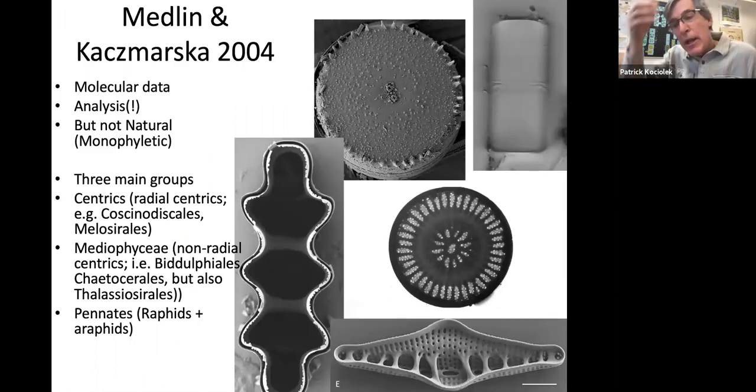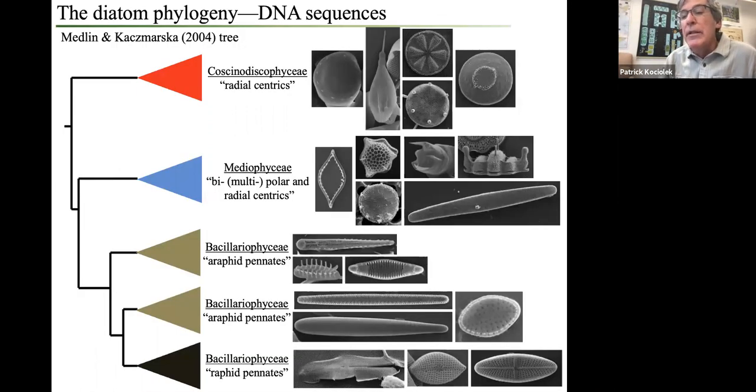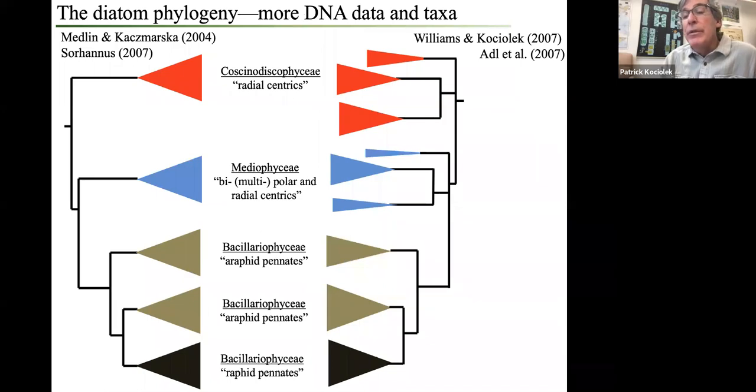Then we entered a period of time where there was molecular data and a number of different ideas and hypotheses put forward. This idea of centric diatoms being non-monophyletic, we might call them centric, but they're not a group that we would call centric, and a monophyletic pennate group. Some more detailed analysis suggested that even these centric lineages were non-monophyletic. The araphids were non-monophyletic, but just pennates and raphid diatoms were monophyletic.